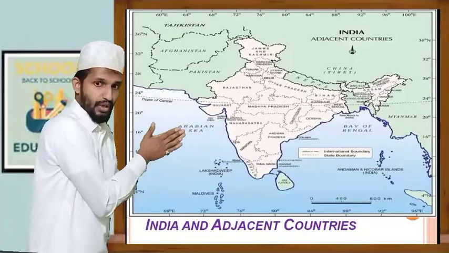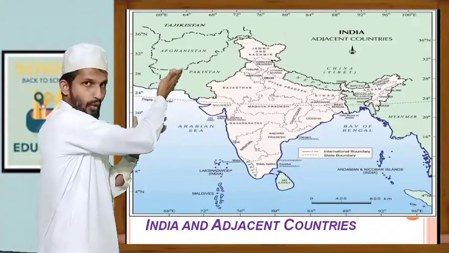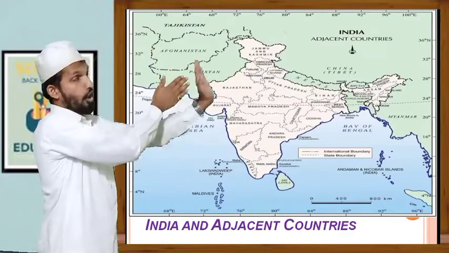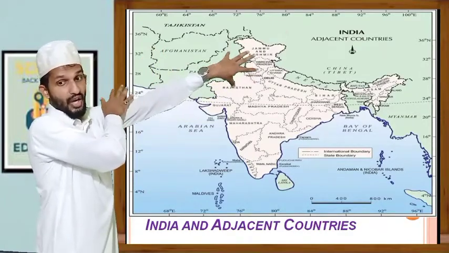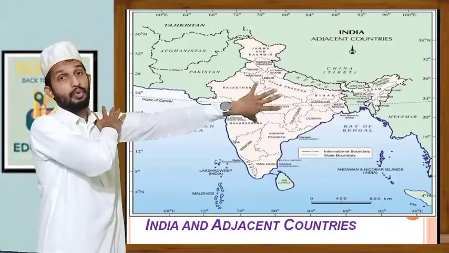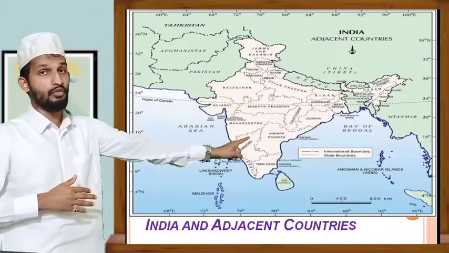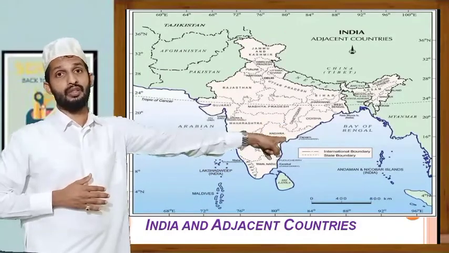So in this map, we can see that in the northwest side of India are Pakistan and Afghanistan. In the northern side of India, we have China, Nepal and Bhutan. And in the eastern side of India, there is Bangladesh, and near it is Myanmar.